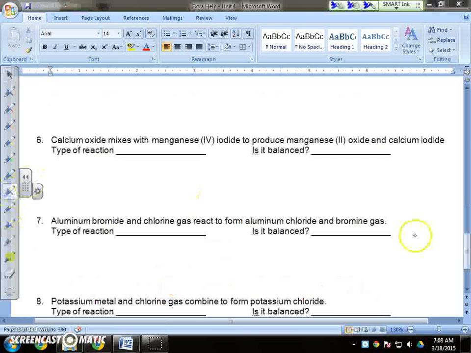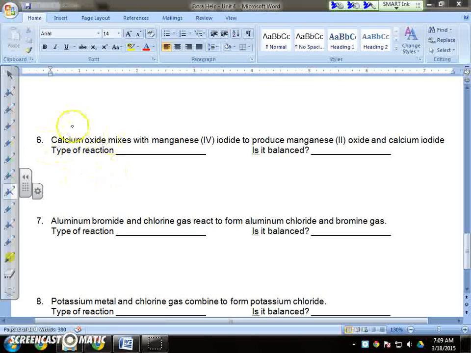Moving on to number 6, we start seeing numbers in our equations, which means we're obviously talking about ionic bonds that happen to have transition metals involved. So let's get into this guy. Calcium oxide mixes with manganese 4 iodide to produce manganese 2 oxide and calcium iodide. Lots of compounds going on here, so I'm already thinking double displacement.